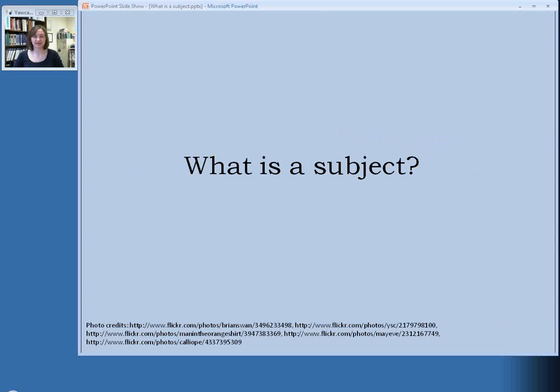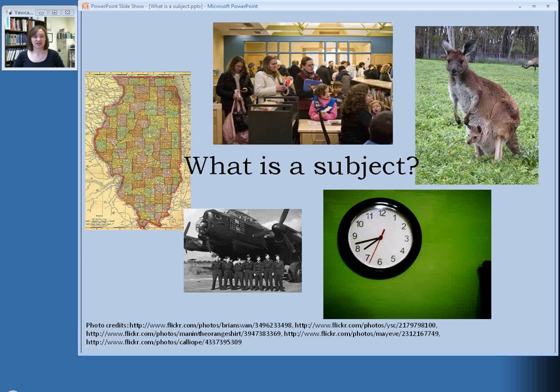Well, it's a pretty basic concept. It's what the book is about. It's the topic treated by a book, the matter discussed in a book or another item. And it can be any number of things. Any of these pictures here could be the subject of a book. It could be people, an individual, or a group of people. It could be an animal, like those kangaroos up there, inanimate objects like clocks, events like World War II, or places like Illinois. Basically, it's just whatever the item you're cataloging is about.